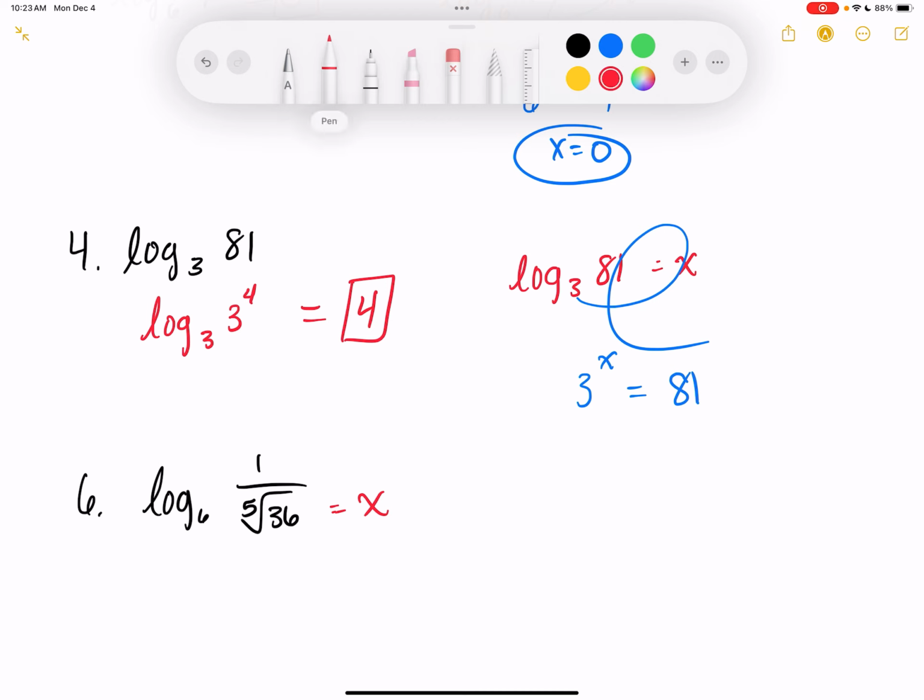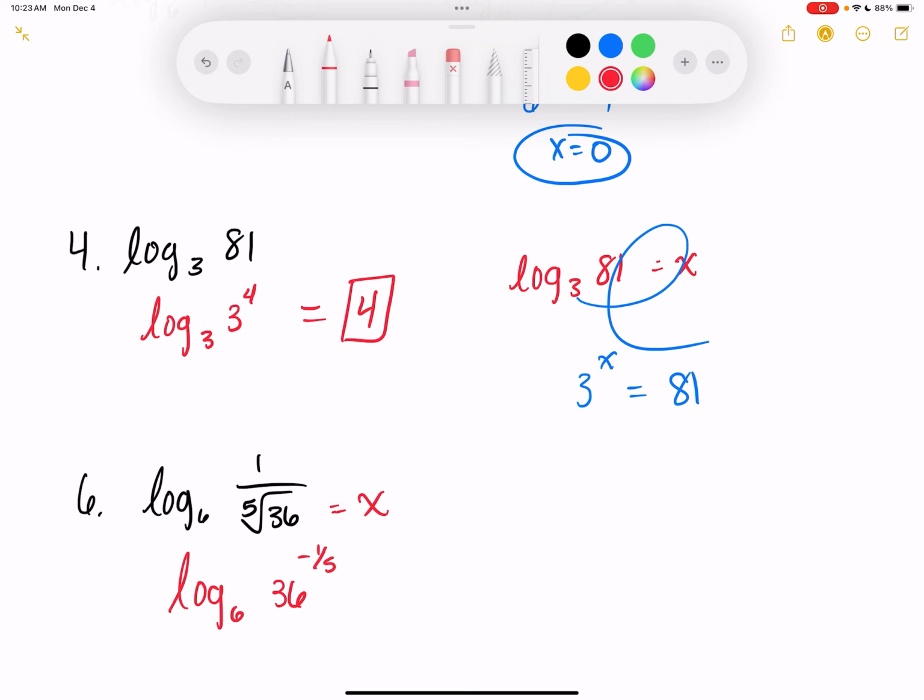Okay. How do I move it to the top? A negative exponent. So I'm going to rewrite it this way first. So log base 6 of 36 raised to the negative 1/5. Because what that did is it allowed me to move it up to the top so that it's something I can potentially work with. Now, aside from the exponent, this looks like the previous problem that we did.